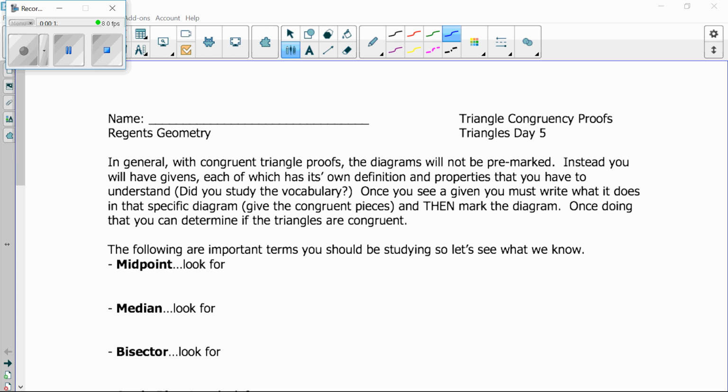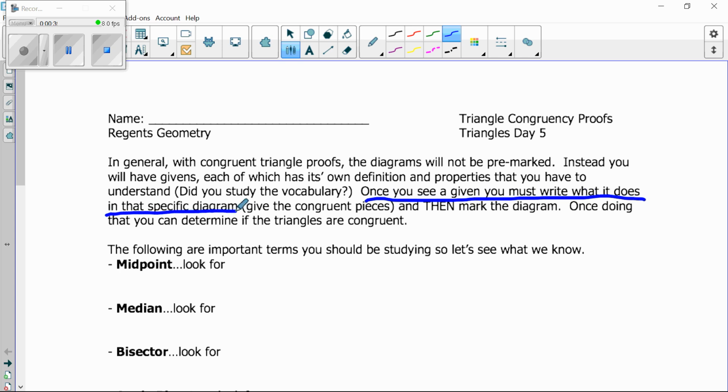To start, what we want to do is look over the definitions of the main words we're going to use. Hopefully your vocab quiz that you just took went well. When we're writing down givens, you must write down what it does in a specific diagram. So I'm going to highlight or underline that on the screen right now.